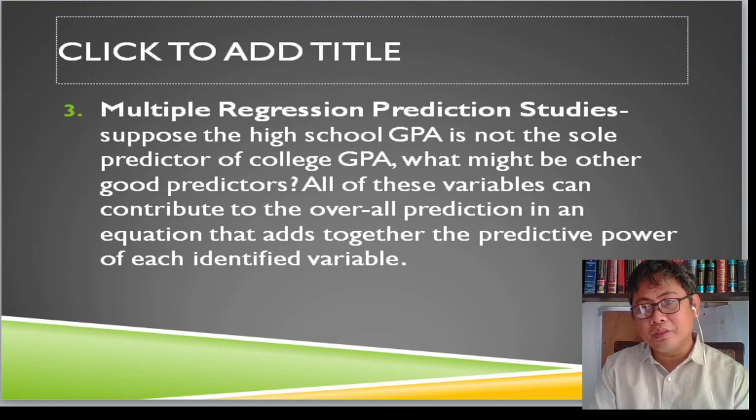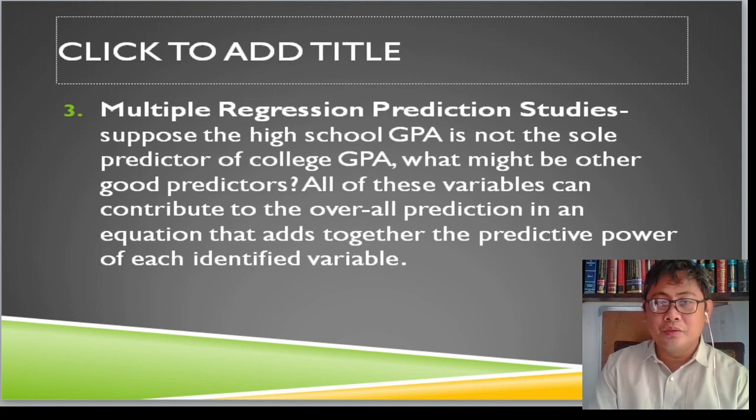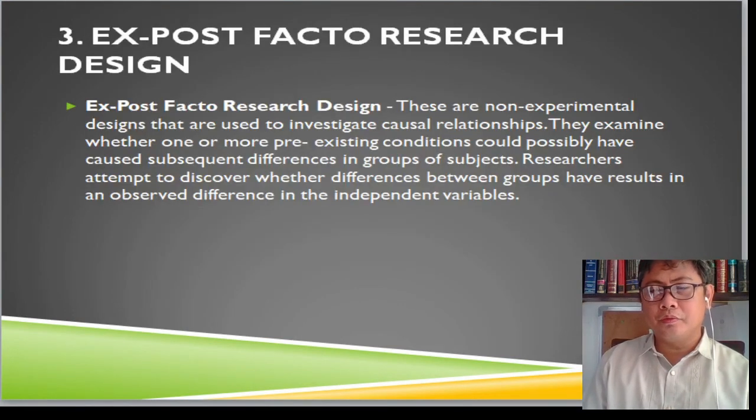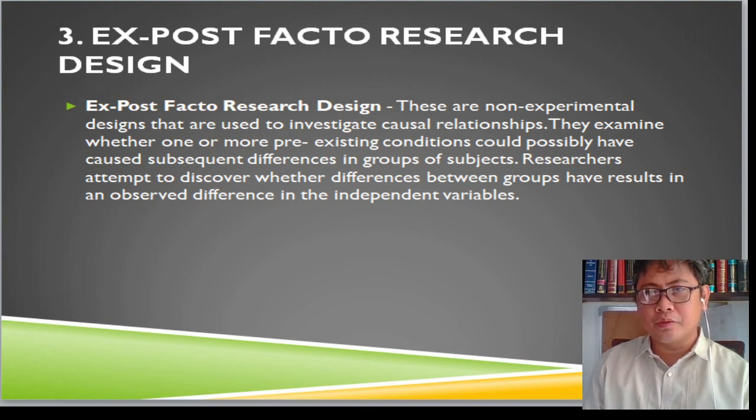Another example here is the labor productivity analysis using multiple linear regression technique. This is a study in which the researcher predicted that what affects the performance of workers includes, number one, the high compensation, good work environment, and peer relationship. So the researcher wanted to find out what among the independent variables significantly affects the labor productivity. So this is what we call the multiple regression prediction studies. The third type of descriptive research is what we call the ex post facto research design.